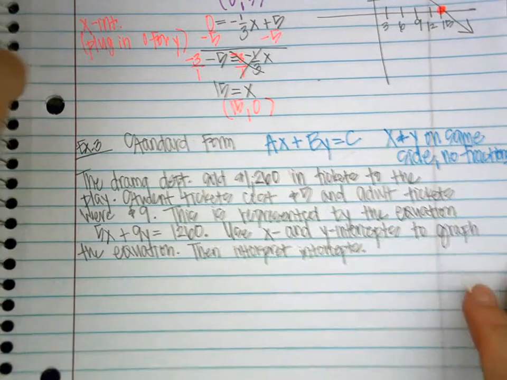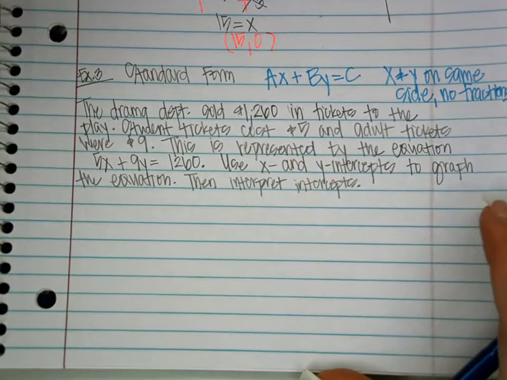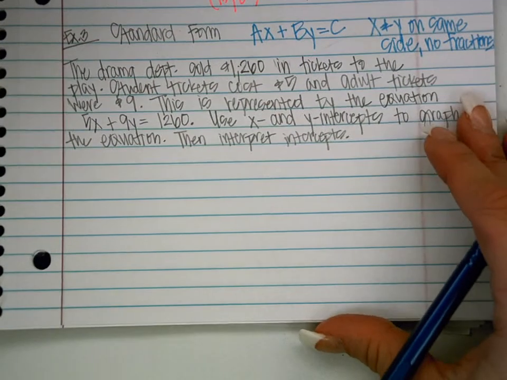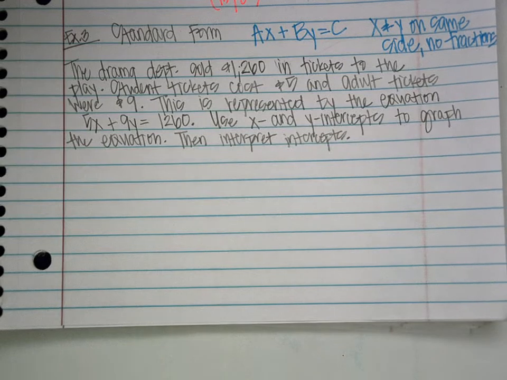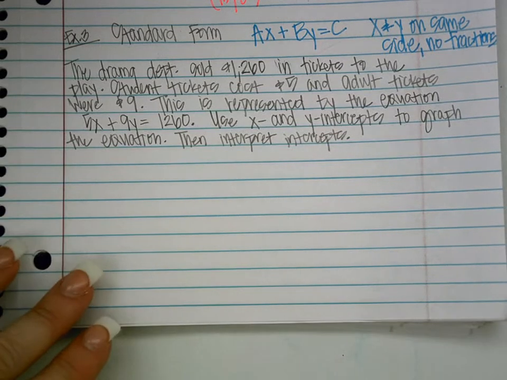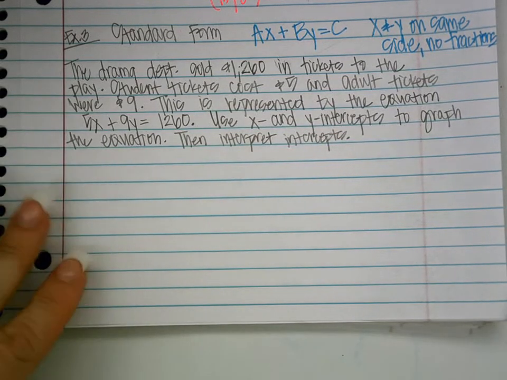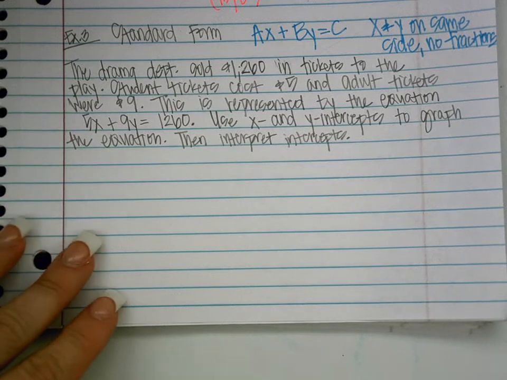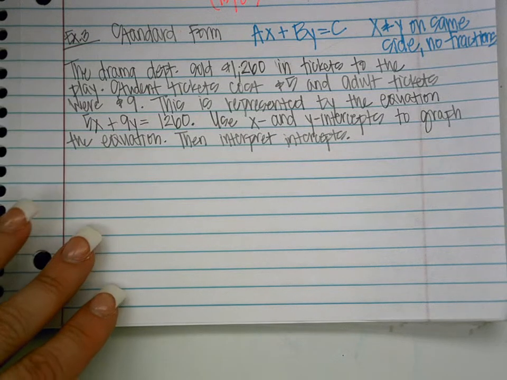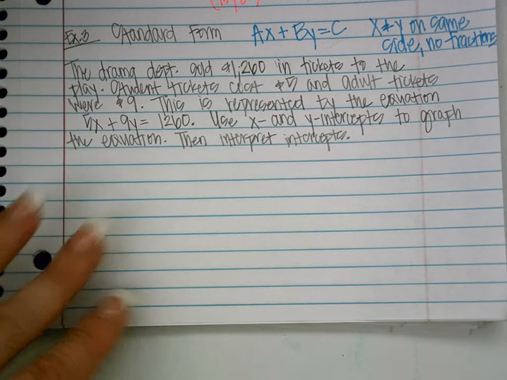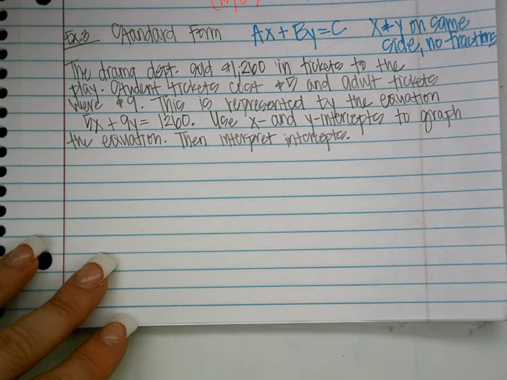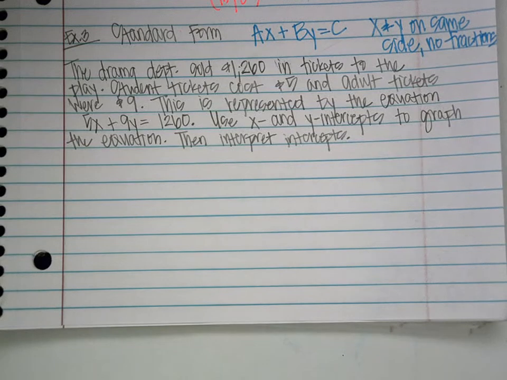So the drama department sold $1,260 in tickets to the play. Student tickets cost $5 and adult tickets cost $9. This is represented by the equation 5x plus 9y equals 1,260. Use x and y intercepts to graph the equation, then interpret intercepts. So we're going to interpret the intercepts. So what do they mean when they cross? But the first thing we want to do is actually do the graphing.